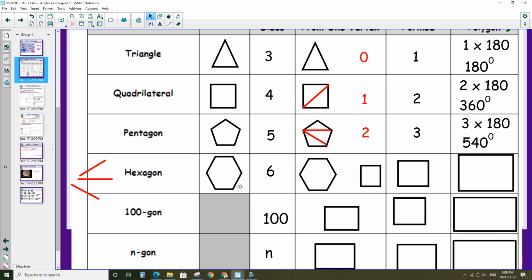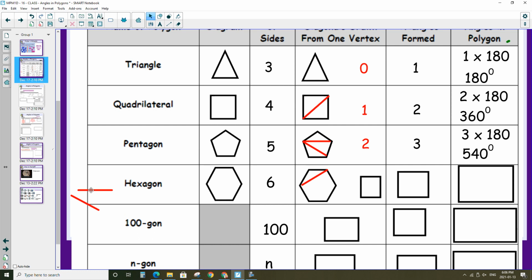I'm going to continue that for the next shape. We have a hexagon, which has 6 sides. I'm going to pick a vertex, this one here, and draw straight lines to as many other vertices as I can.